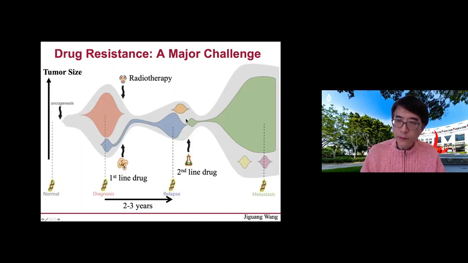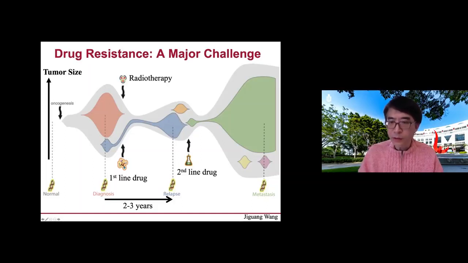And if the patient goes to see the doctor again, if the patient is lucky, there is a second-line drug. Second-line drug, you can think about, that's a different key that match into the lock with a mutated shape, right? And then if you are lucky, the patient will be treated with the second-line drug, and the blue-colored tumor will be shrunk again.